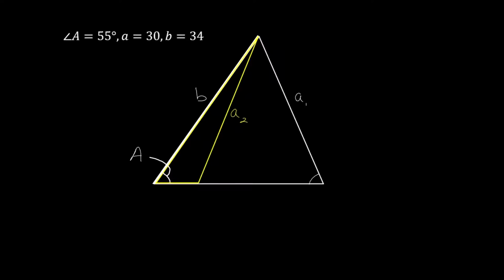So this angle here is going to be angle B1, and then this angle here is going to be C1, which means that this side length here is going to be side length C1. So our white triangle is fully outlined. Our yellow triangle now, we're going to have to go ahead and also outline that.